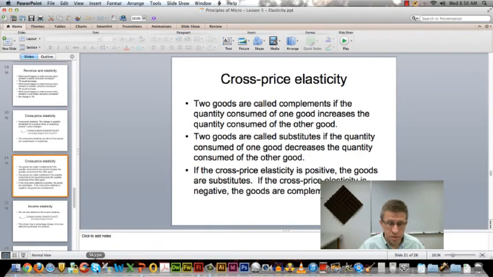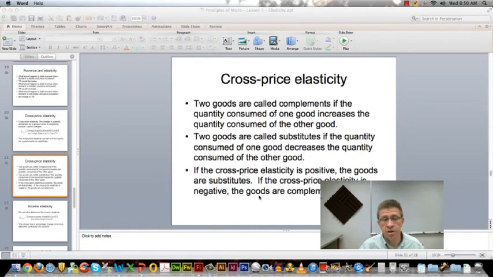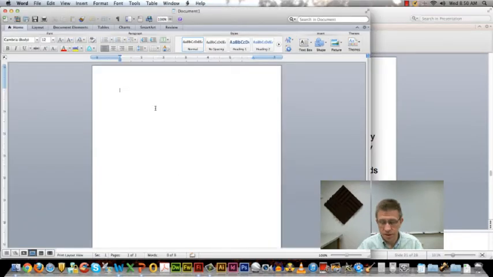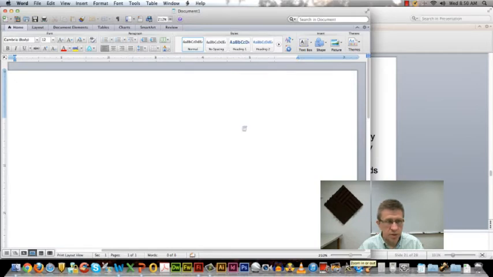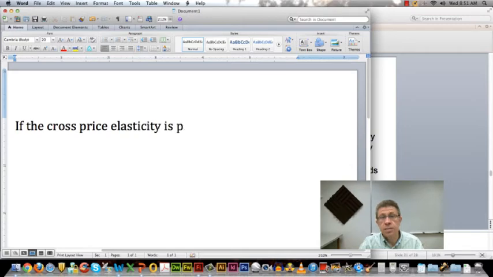Okay, I hope you paused. We're going to go through this together. So I'm going to open up Microsoft Word to type this out as we go. Expand this a little bit, use a bigger font so it shows up on the screen a little better. Okay. So if the cross-price elasticity is positive.